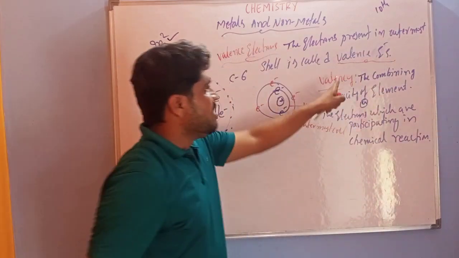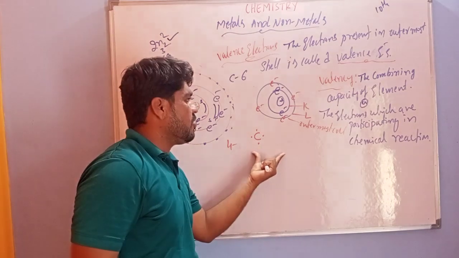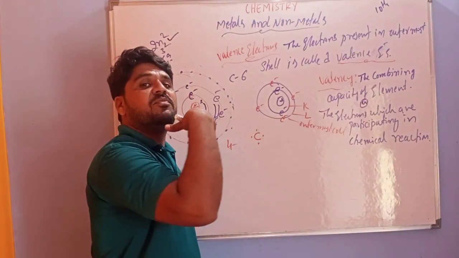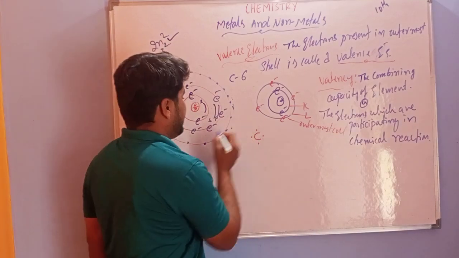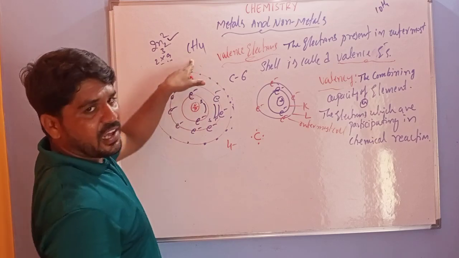This is what valency is. The valency of the carbon here is 4. Why? Because these 4 electrons make 4 bonds. For example, I am taking CH4, methane. Methane is the simplest alkane.